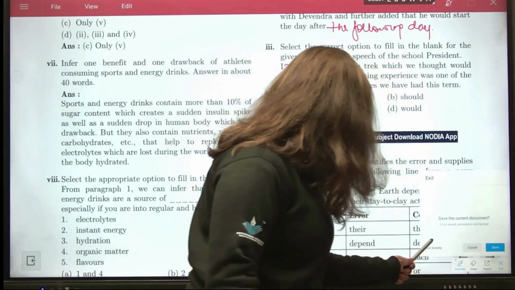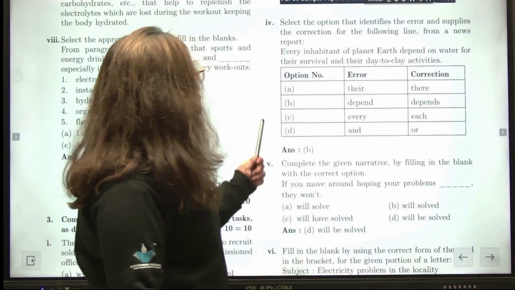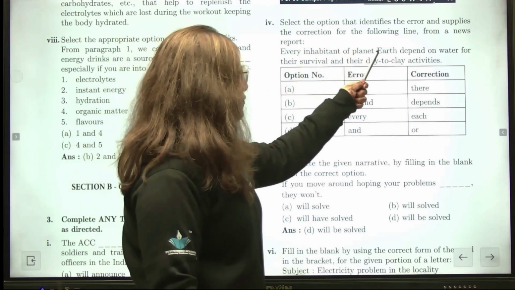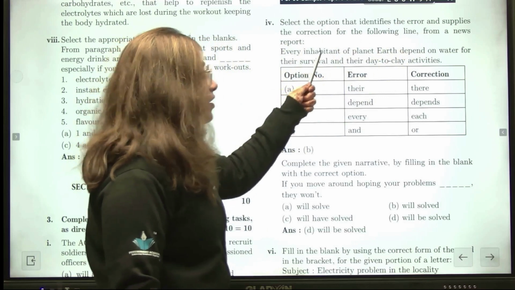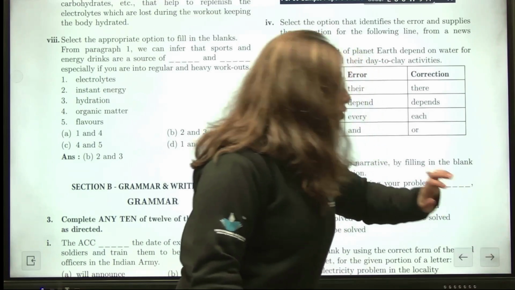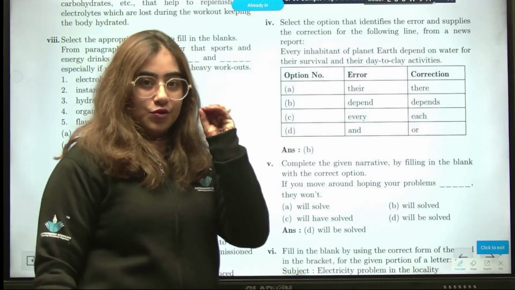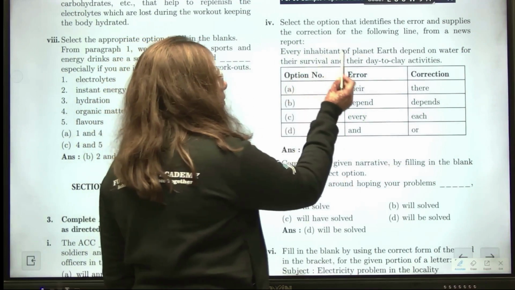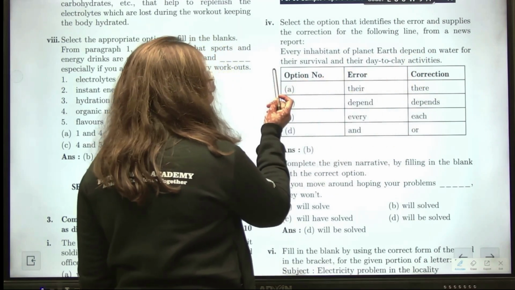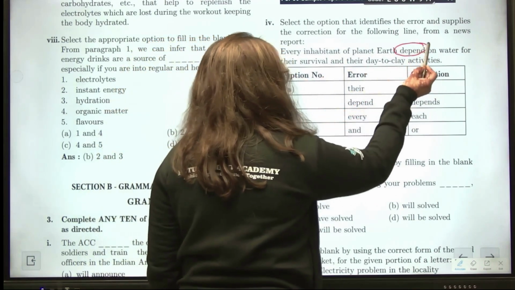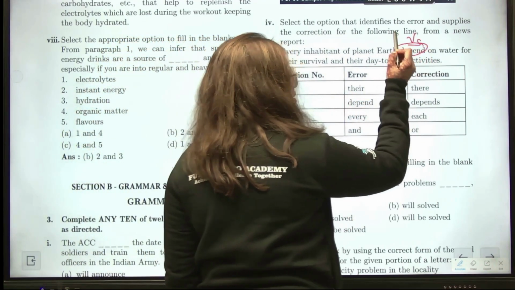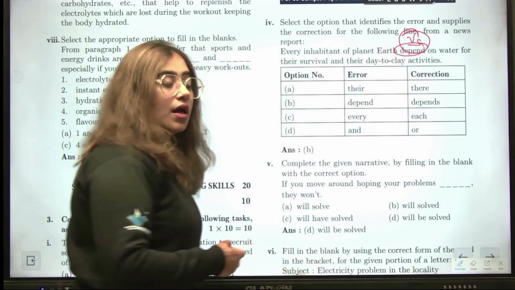Then moving on to the next question, select the option that identifies the error and supplies the correction for the following line from a news report. Every inhabitant of planet Earth depend on water for their survival and their day-to-day activities. So before looking at the options, I would suggest that you find the error so that you have no problem and can easily find and correct it. So every inhabitant of planet Earth depends on water for, I gave the answer by mistake, so what will depend become? Depends. Okay, now this is it, and with it the verb takes the first form with s or es, so the first form of the verb, depend, will become depends.